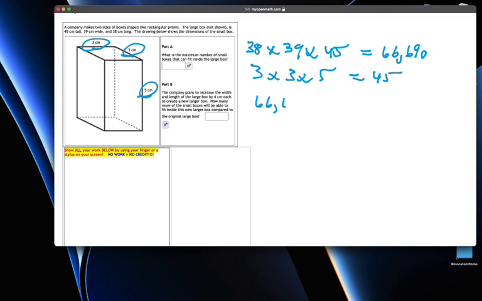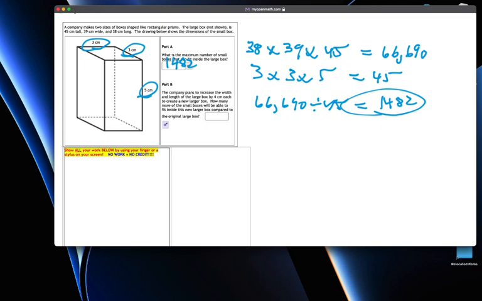66,690. So 66,690 divided by 45, well, that happens to be 1,482. So that means it would take 1,482 of the small boxes. Though 1,482 of the small boxes will fit inside of the large box.